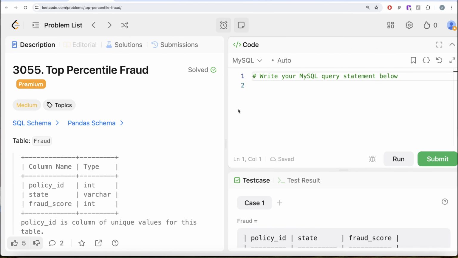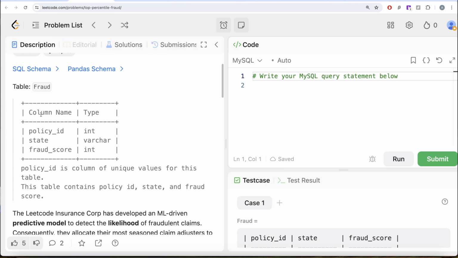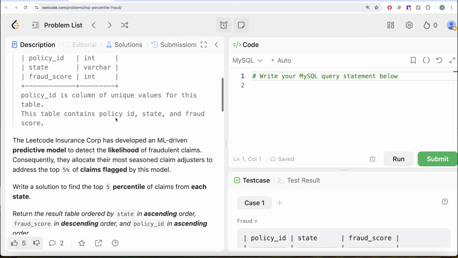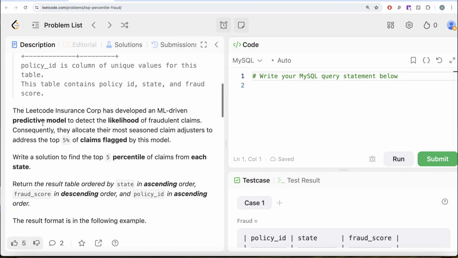Okay. The question reads, we are given a table called fraud with three different columns: policy ID, state and fraud score. Policy ID is the column of unique values for this table. The Leetcode Insurance Corporation has developed an ML-driven predictive model to detect the likelihood of fraudulent claims. Consequently, they allocate their most seasoned claim adjusters to address the top 5% of claim flags by this model.